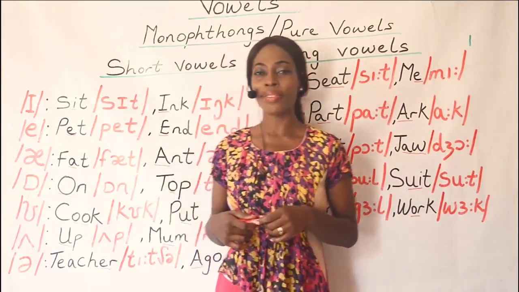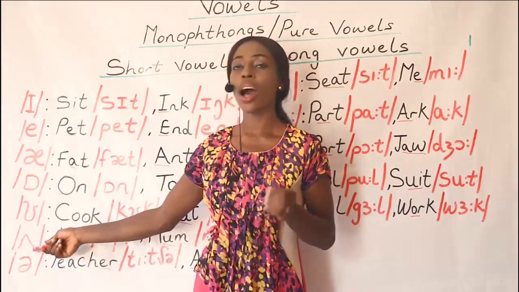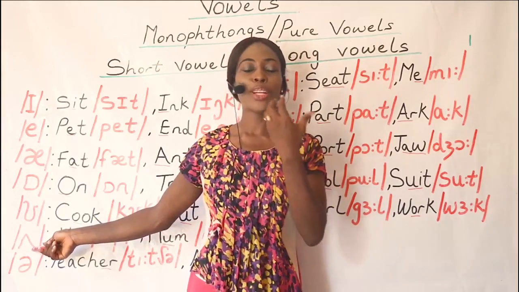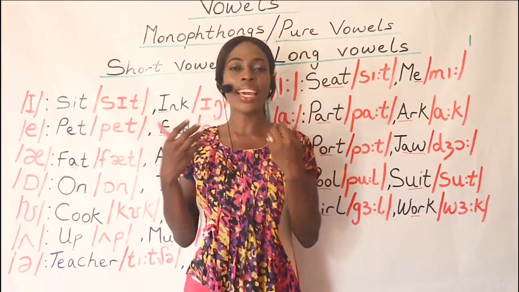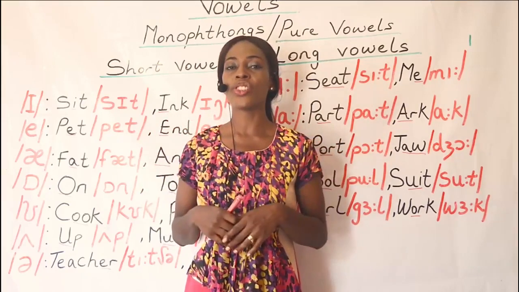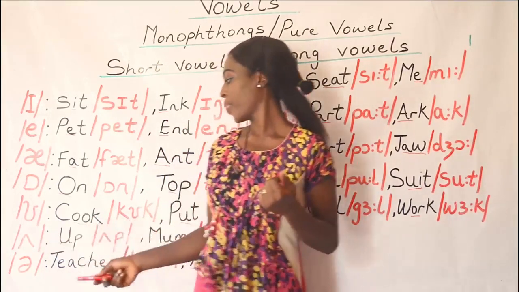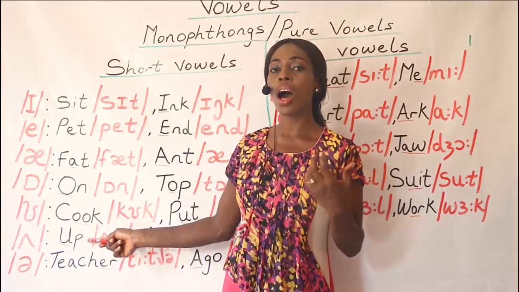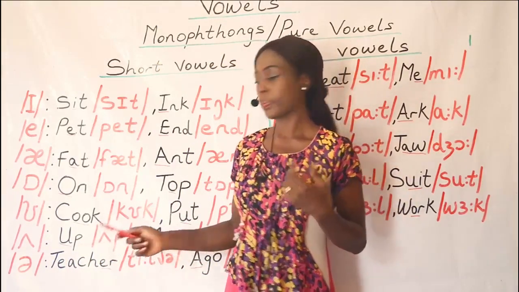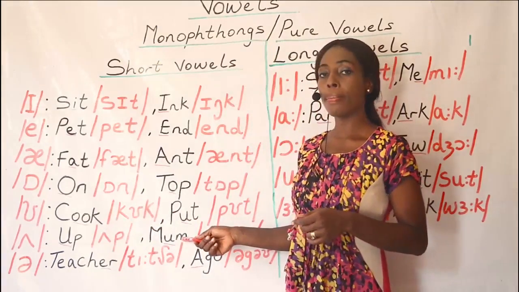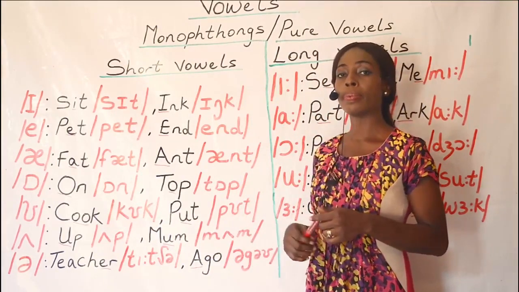The sixth sound we have is the short sound for letter U. And the short letter U says uh. When you're producing the sound also, your lips are in neutral position. They're not spread, neither are they rounded. They're in neutral position. Uh, as in up, up. And we also have it in mum, mum.